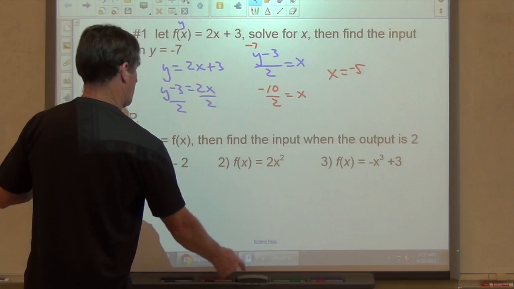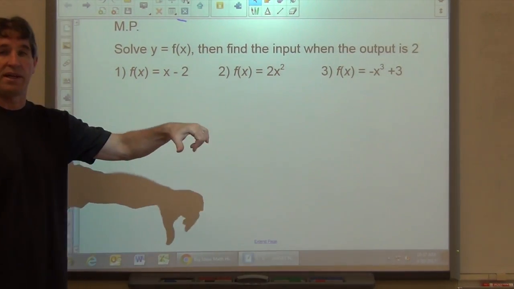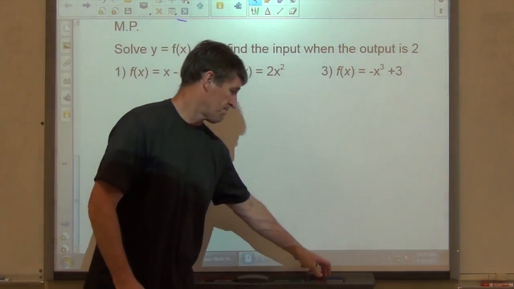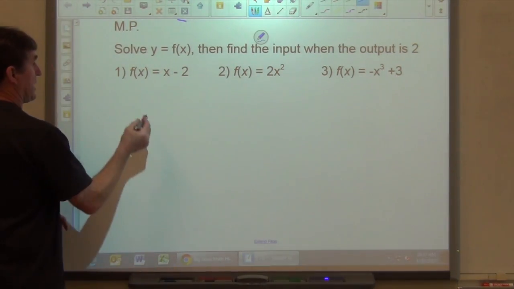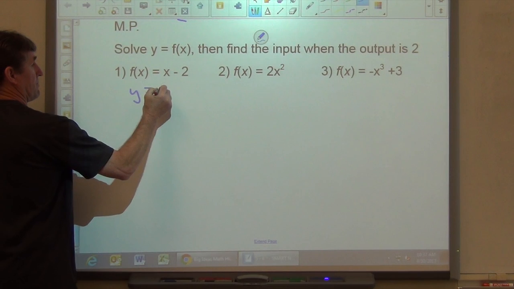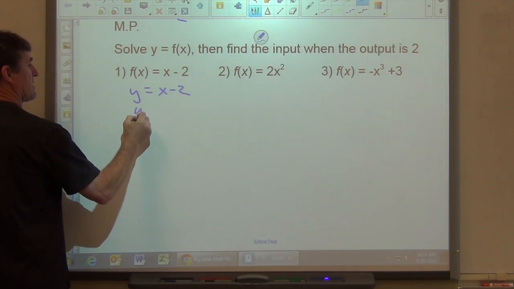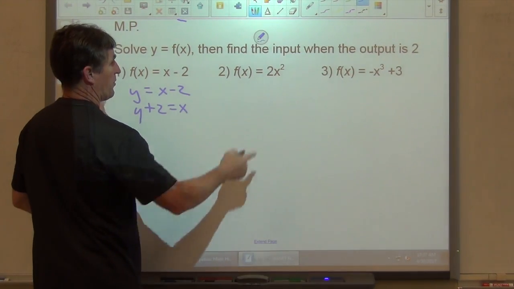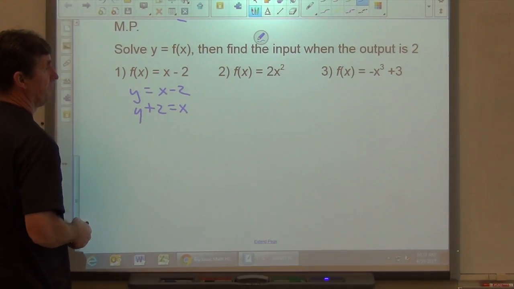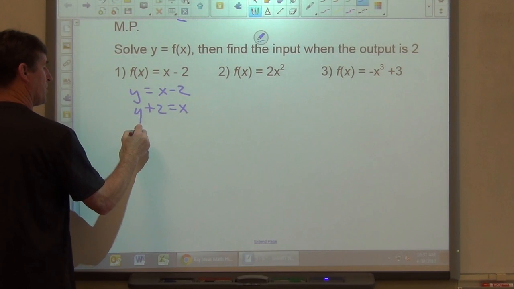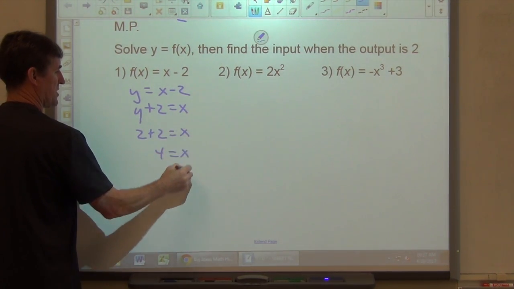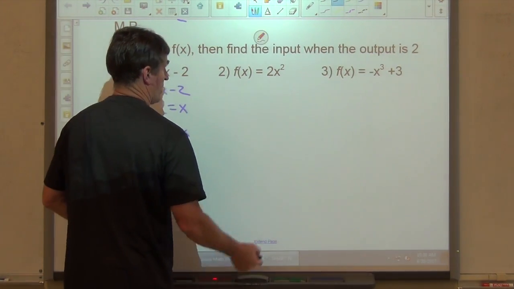So I would like you to try these 3. So just pause the video, try it, then come back and check and see how you did. So again, solve for x, add 2, and then we're going to plug 2 in for the output, which is our y value. So 2 plus 2 equals x, and so in this case, x equals 4. We do this one.